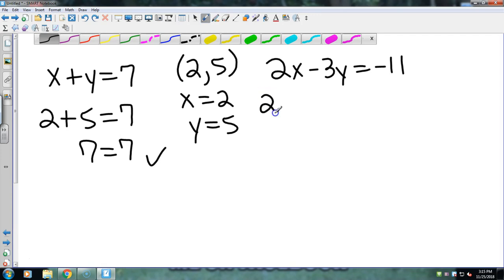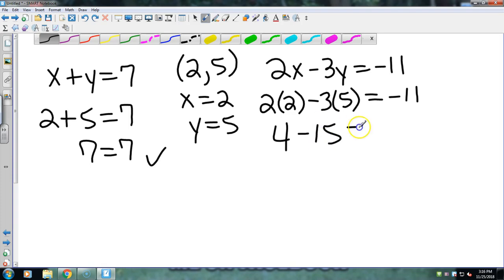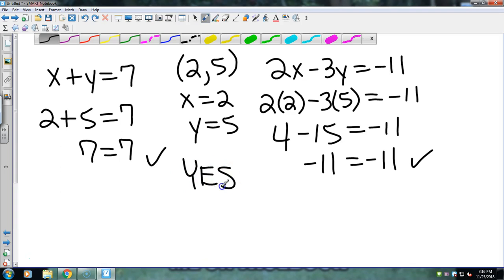Over here, we're going to have 2 times x, which is 2 times 2, minus 3 times y, which is negative 3 times 5. 2 times 2 gives me 4. Negative 3 times 5 gives me negative 15. And 4 minus 15 gives me negative 11. So in this case, okay, both of these do work. And so yes, the coordinate 2, 5 is a solution.